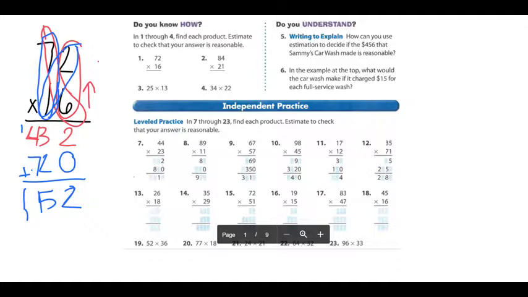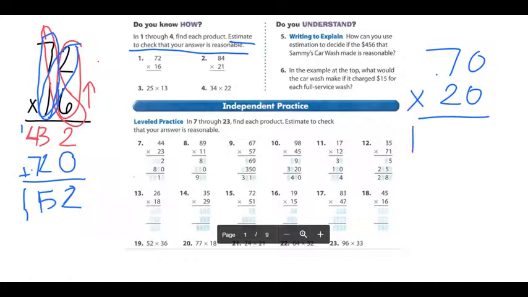All right, as you continue to solve these problems, one thing I forgot to mention is to estimate to check that your answer is reasonable. You can just do that in your head, but let's do that real quick. 72 is about 70, or it rounds to 70, and then 16 can round to 20. So 70 times 20, we know 7 times 2 is 14, and there's 2 zeros in the factors, so there should be 2 zeros in the product. So it's about 1,400, which is pretty close to 1,152. So I think my answer is reasonable.